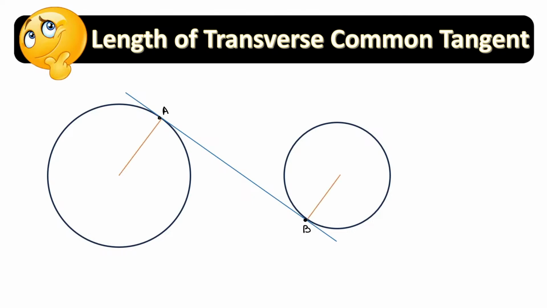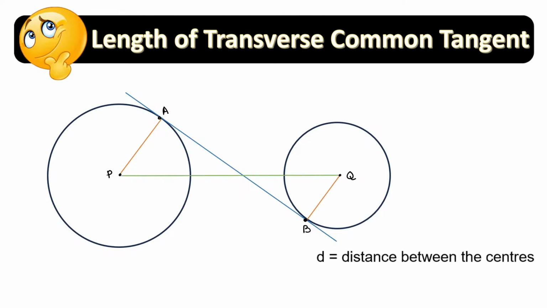Now let me join the points of contact to the centers of the first and the second circle. Let us say this point is P and this point is Q. So P and Q are the two centers of these two circles. Let me join PQ and denote this distance PQ by small d. So what is small d? Small d is the distance between the two centers of the two given circles.